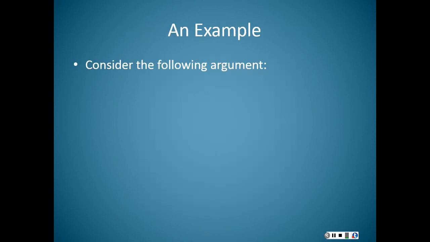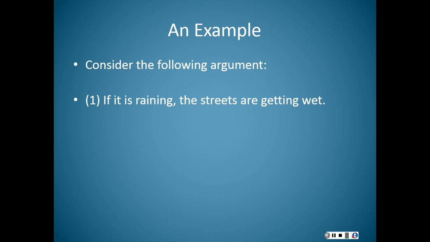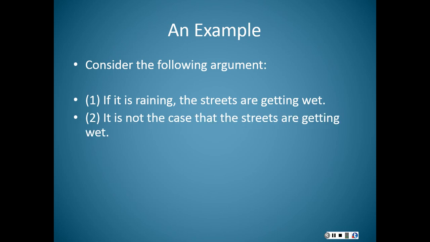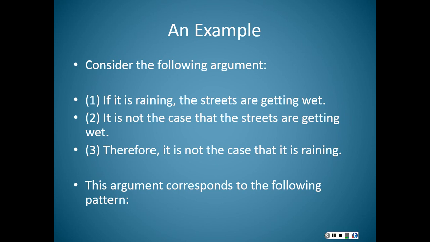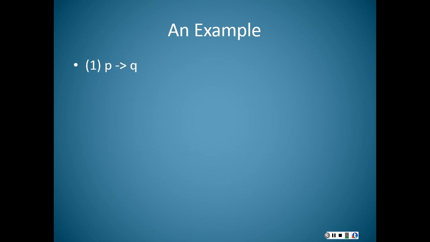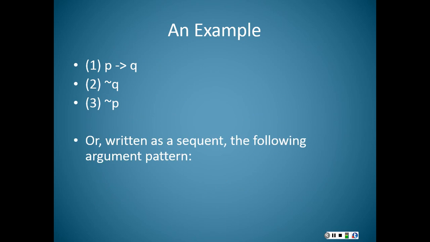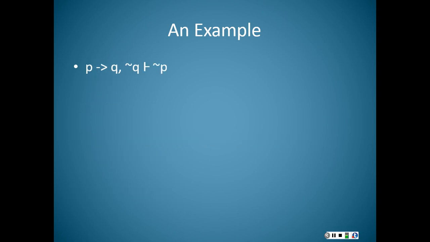Consider the following argument. If it is raining, the streets are getting wet. It is not the case that the streets are getting wet. Therefore, it is not the case that it is raining. This argument is an instance of the following pattern. If P then Q, not Q, therefore not P. Or if we write it out as a sequent, it looks like what you have down here at the bottom of this slide. I claim that this argument pattern is self-evidently valid.